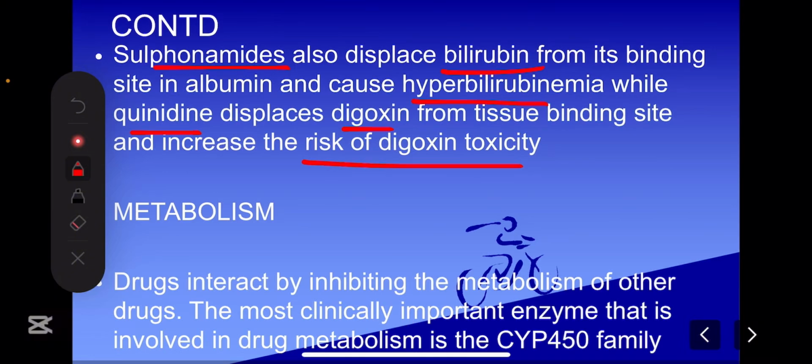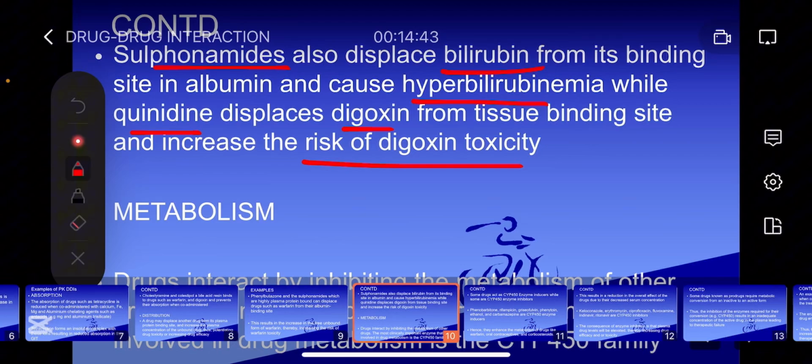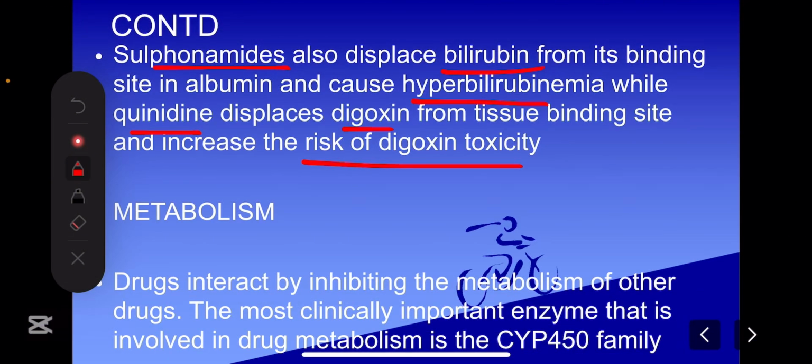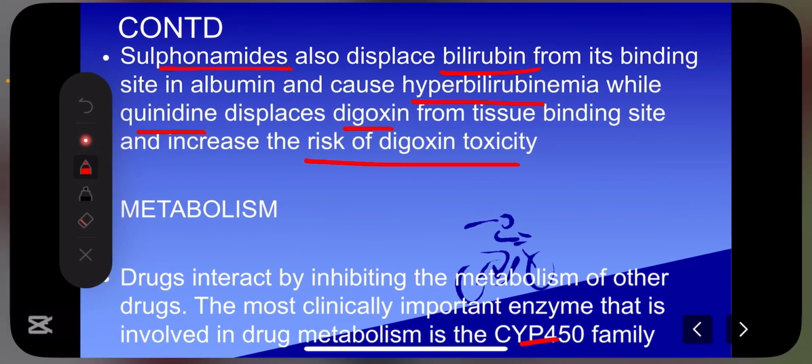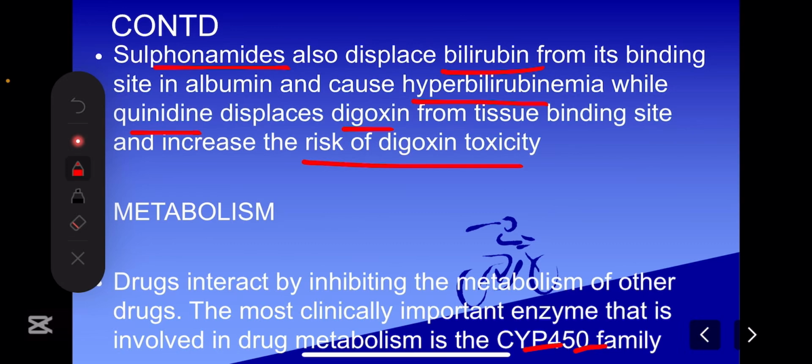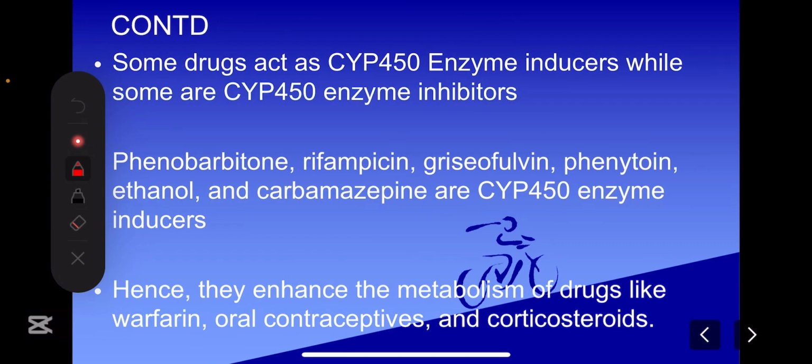So let's quickly go to this. Metabolism: drugs interact by inhibiting or inducing the metabolism of other drugs. It is important to know that the important enzyme involved in metabolism is the cytochrome P450 family. Do you get now? Cytochrome P450 family. Next, some drugs are inducers; they can induce cytochrome P450 to work better. Some of them are inhibitors; they can reduce the effect of cytochrome P450.